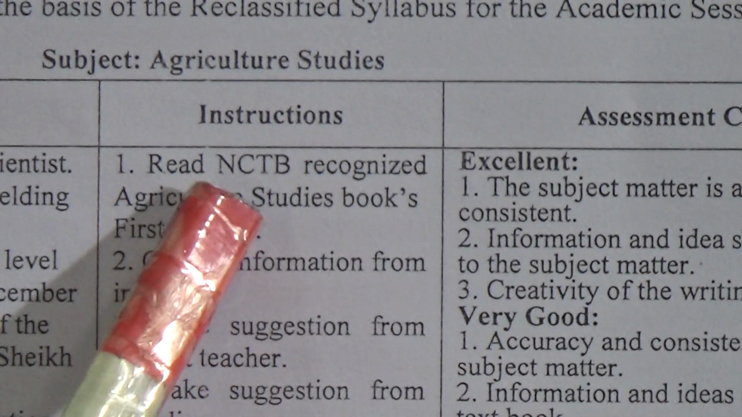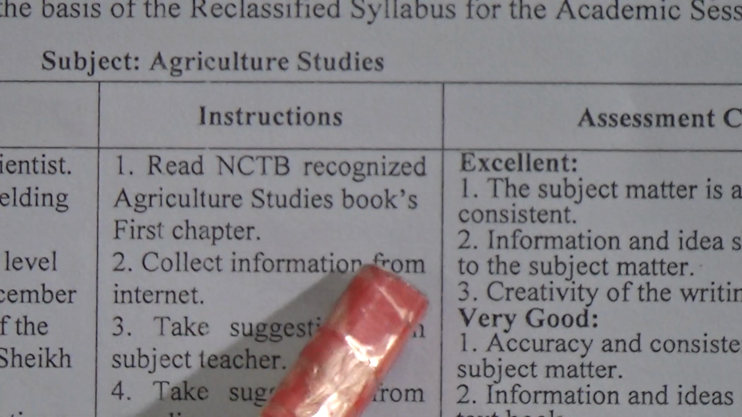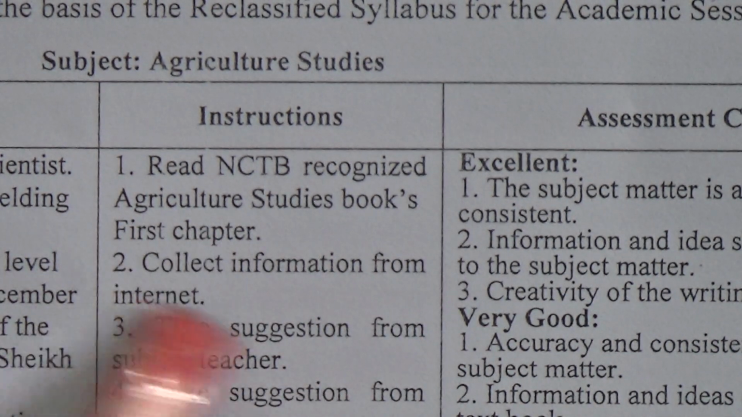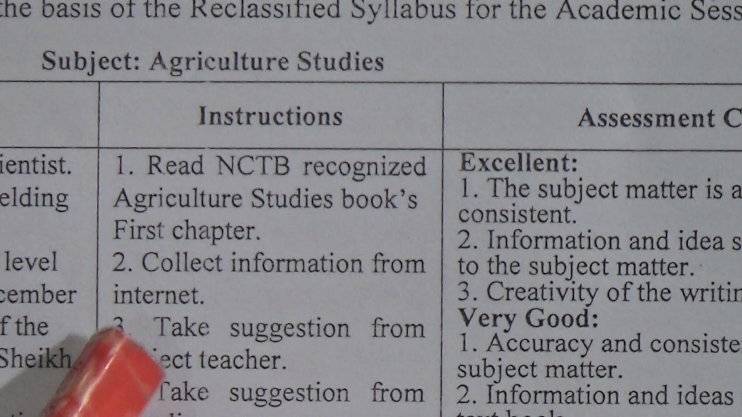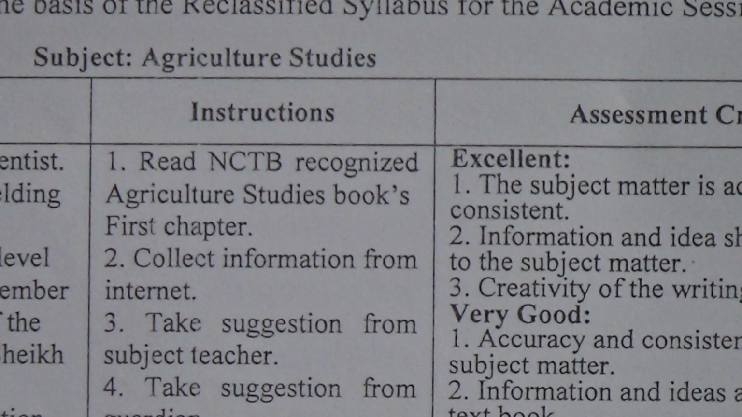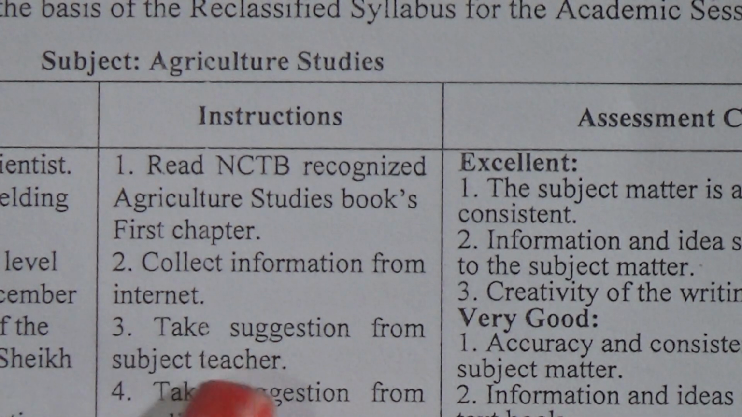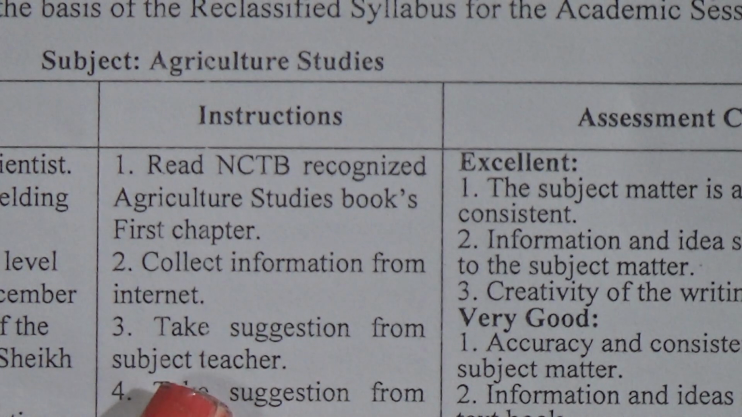And now, instructions. Read NCTB recognized agricultural studies books first chapter. Collect information from internet. By reading your textbook, you may also collect information from internet, take suggestion from your subject teacher. That means if you face any problem, then you may contact with me also. Then take suggestion from guardians. You also may take suggestion from your guardians.